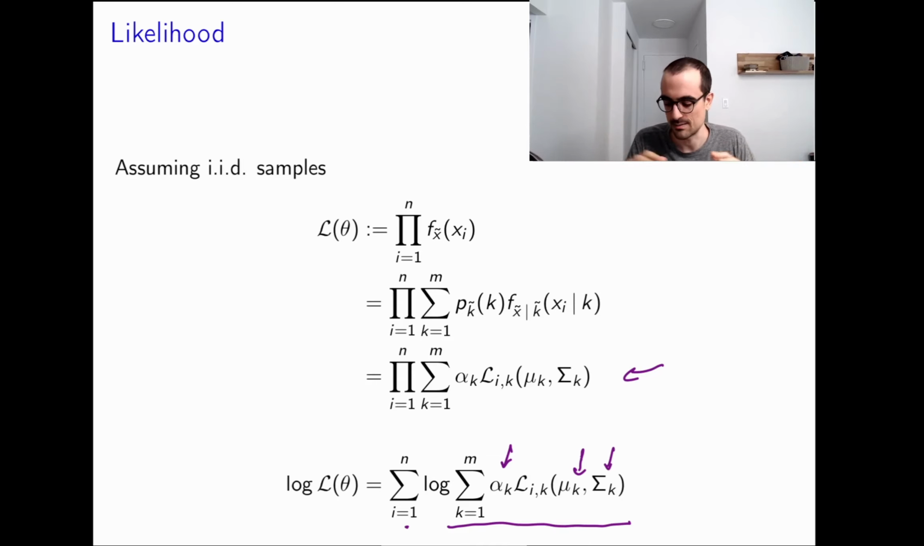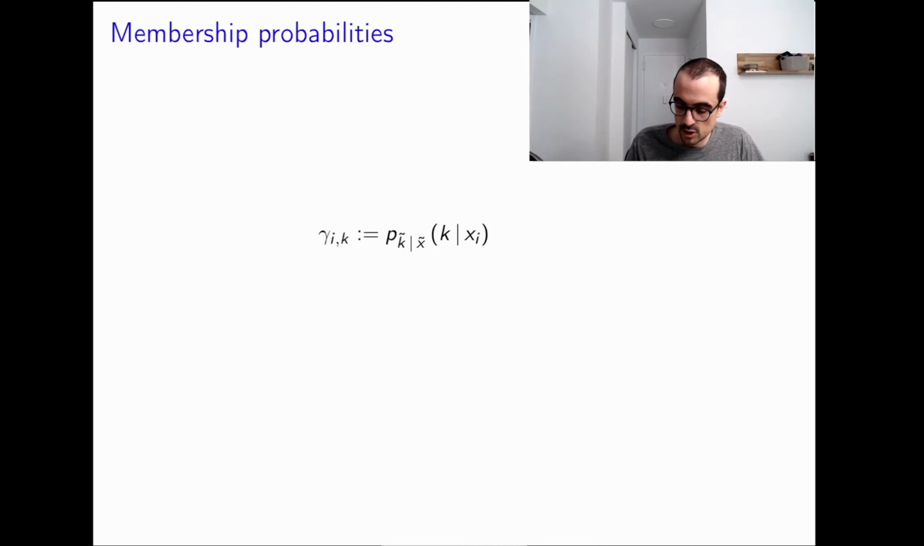You have a log likelihood that is very weird. It has a lot of local maxima. The only thing you can do is try to reach a local maximum, and hopefully that will be useful. And it's important to bear that in mind. In order to do this, and this is what I wanted to say before I got ahead of myself, we're going to define some membership probabilities.